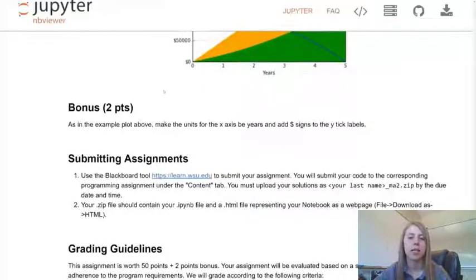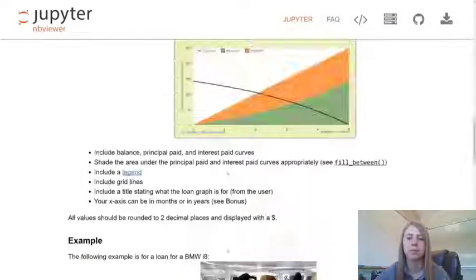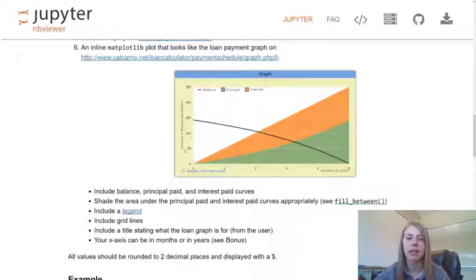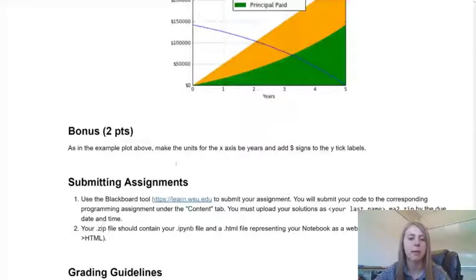Some bonus here is to add some more bells and whistles to your plot, such that making the units for the x-axis be years and adding a $ sign to the tick labels. So that is not by default with Matplotlib.